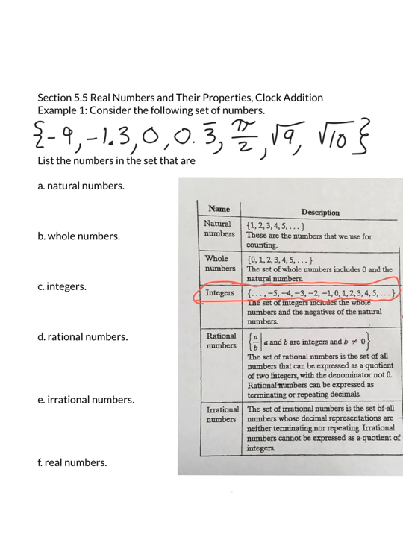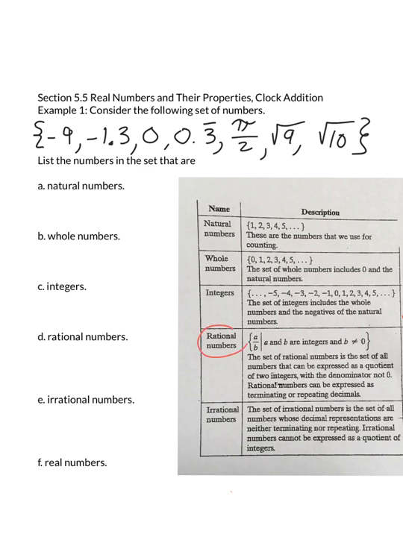And you can see what I mean about the numbers falling into several different categories, because the numbers 1 through 5 were natural numbers. 1 through 5 are also whole numbers, and they're also integers. And we're going to see in a second, they're also rational numbers, and they're also real numbers. So yeah, these numbers definitely fall into many different categories.